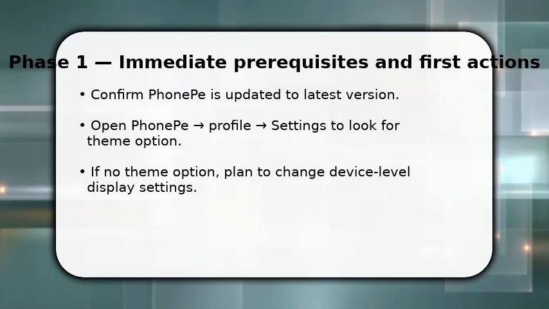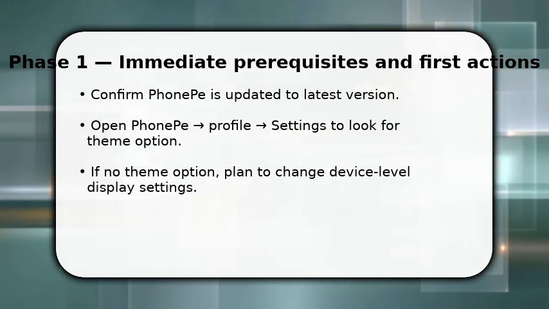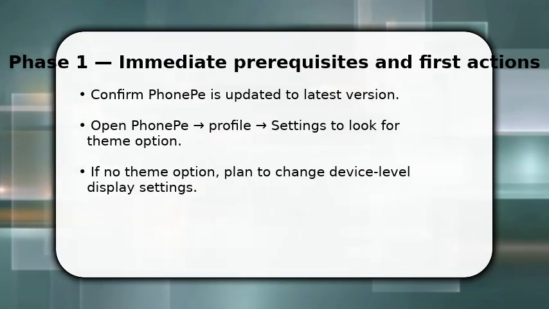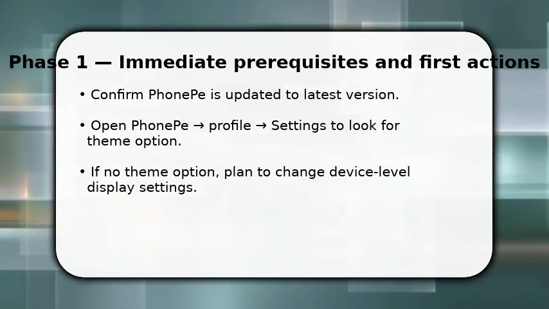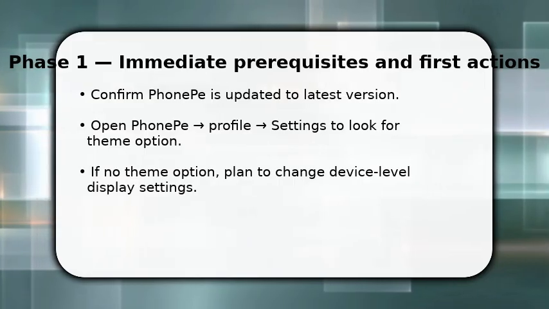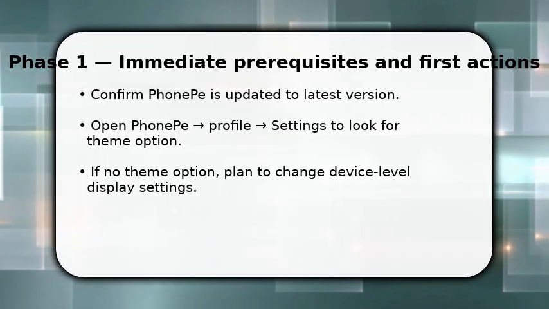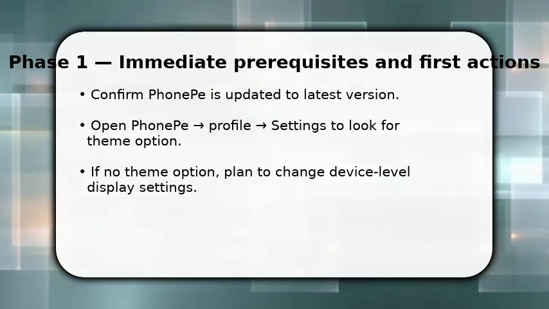You start by confirming the obvious. PhonePe is updated and logged in because an old build can hide options. Once done, open PhonePe, tap your profile, then Settings, quickly scan for a theme or appearance option. If you find one, switch it. If not, don't stall. PhonePe follows your phone's display.